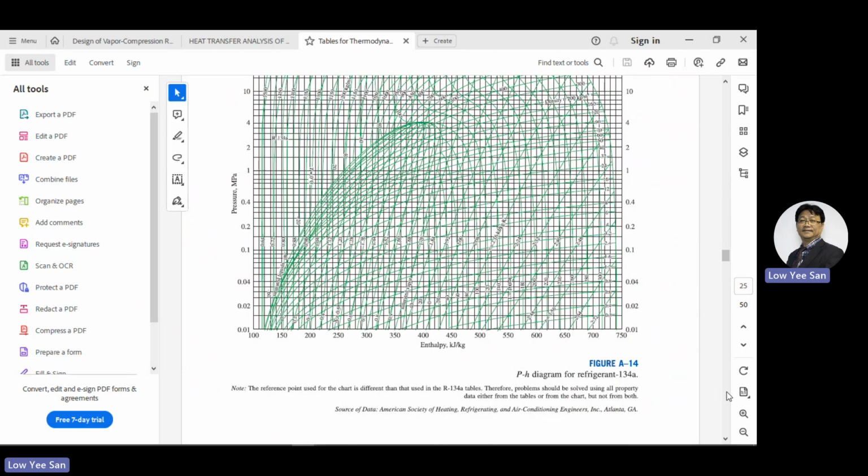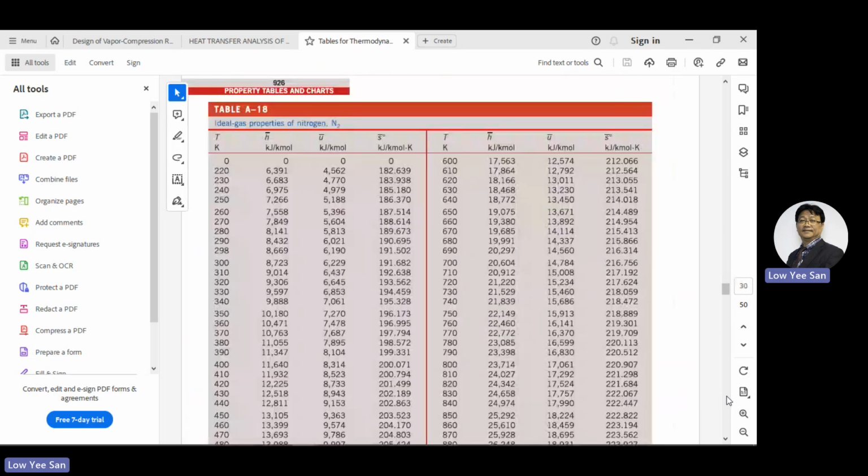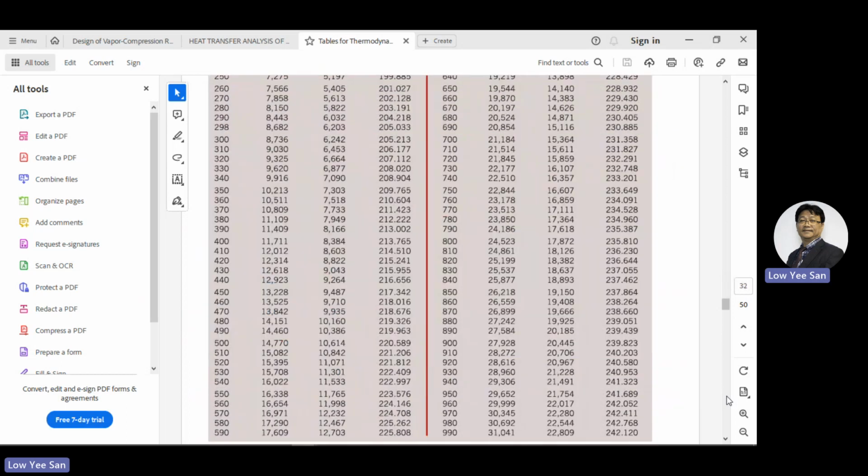Oh, this is for refrigerant. Yeah, you need to choose a refrigerant. When you study the VCC, you know. You need to choose the refrigerant. Normally it's R22. If you want to go R134A, also can.